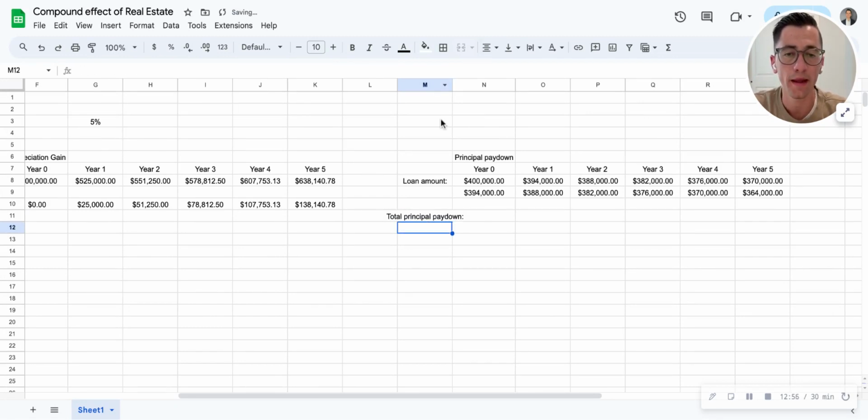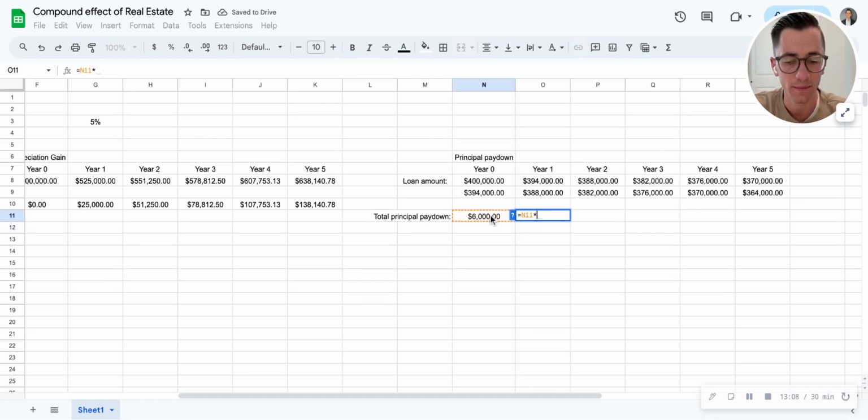So your total principal pay down is right here. Okay, so equals, we'll go 500 times by 12, boom. That's what you get the first year. Second year, it's this times by 2, or first year, I guess. And then we'll go the whole way down.